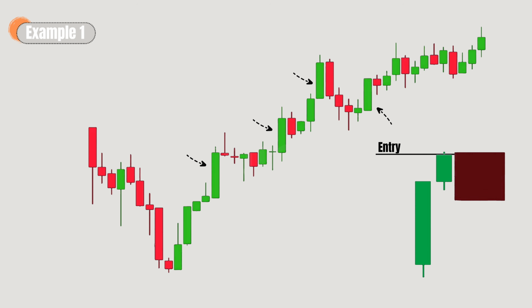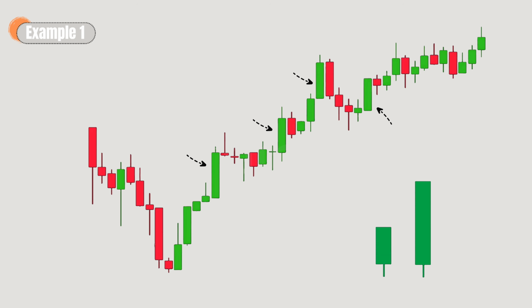Marubozu. New traders often enter a trade before the candle closes, but many times the price will face rejection at a higher level and close below its opening price. It's wiser to wait for the candle to close. Large institutional traders often create such candles to trigger retail traders' stop losses.